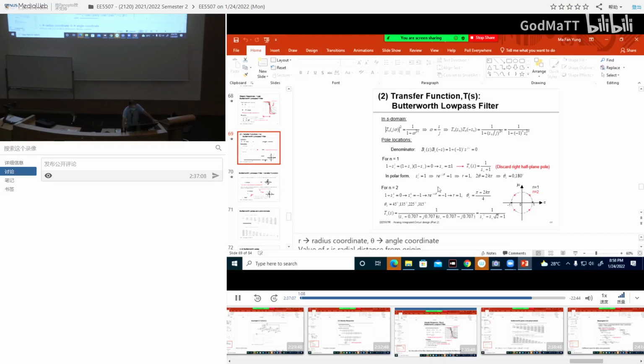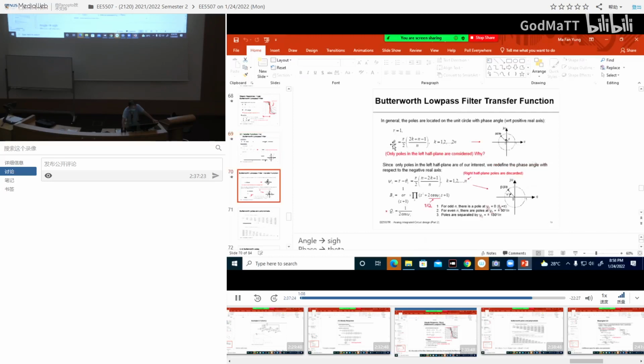So here are all the equations regarding where the poles of all these Butterworth filters are. All the poles actually end up in the S domain on the unit circle. But we only choose the poles on the left half plane because it has to be stable. So we drop all the poles in the right half plane because we know that this is not stable.